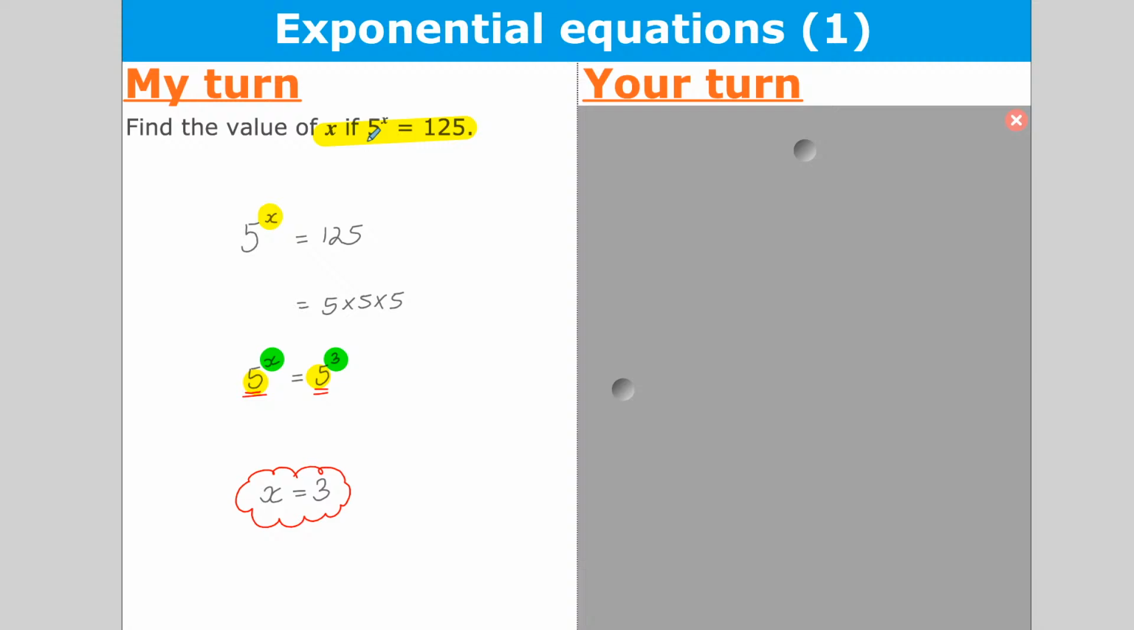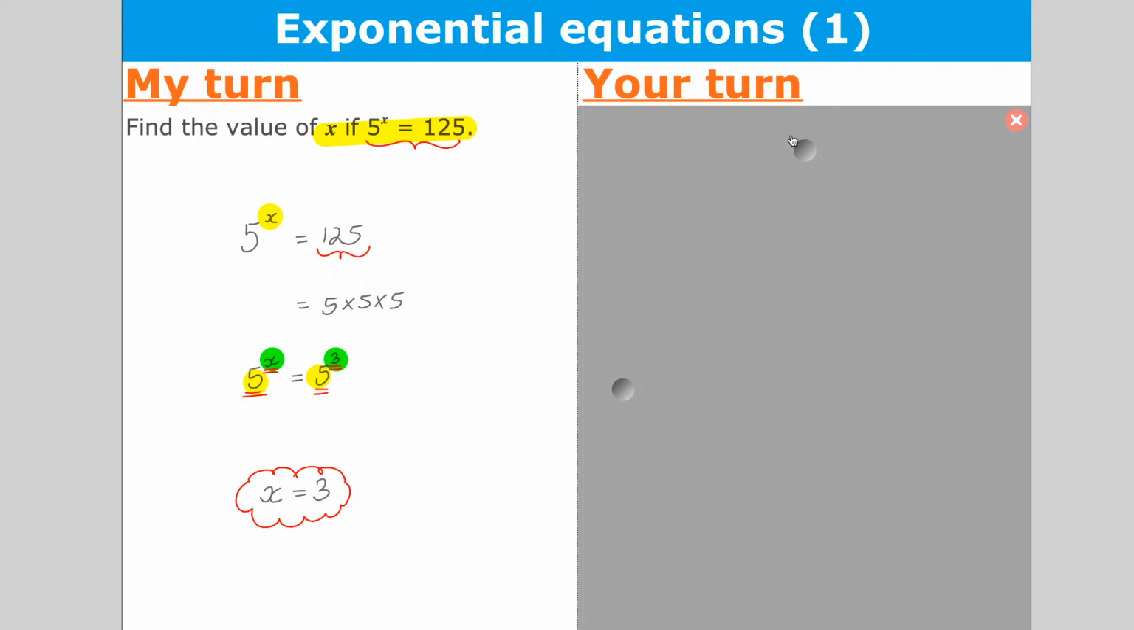So all we did here is we took the equation we're given. We tried to write the right-hand side as a power of 5 because we knew that the left-hand side had a power of 5 in it, 5 to the power of x. We simplified the right-hand side to 5 cubed. The only way these two numbers can be the same, given they have the same base, is if the powers are the same. So we could state that x was equal to 3 here.